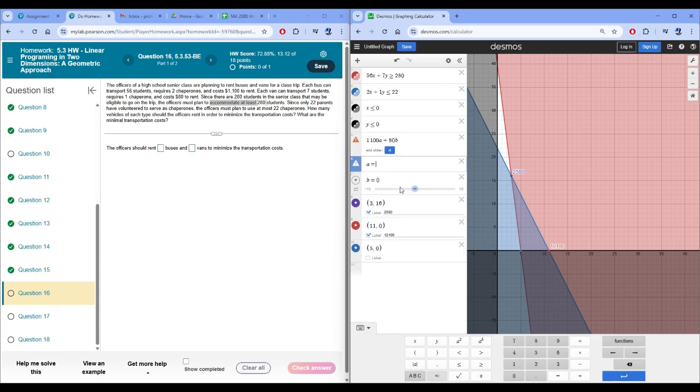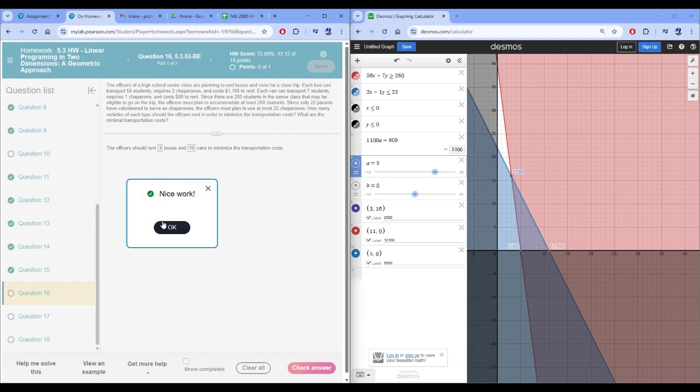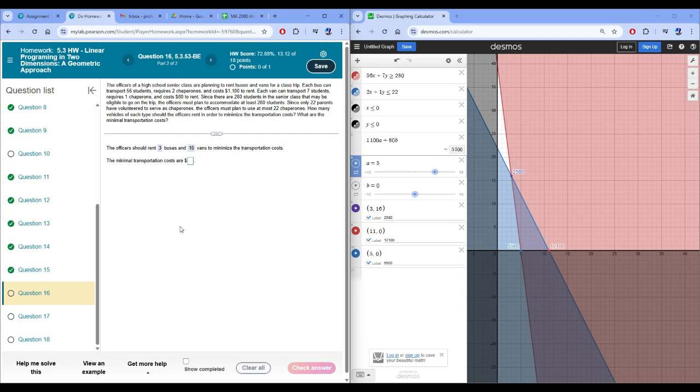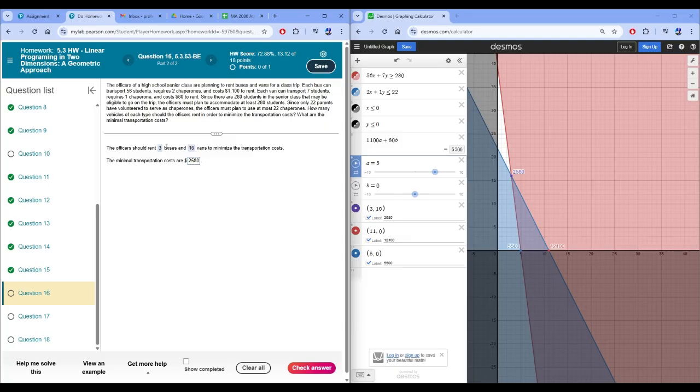And then we're going to do 0 50, and that's going to cost 5,500. Well, dang, right? This one's the cheapest. So we need 3 buses and 16 vans to minimize the cost. How much would it cost? It would cost 2580. Wait, what? $2,580.